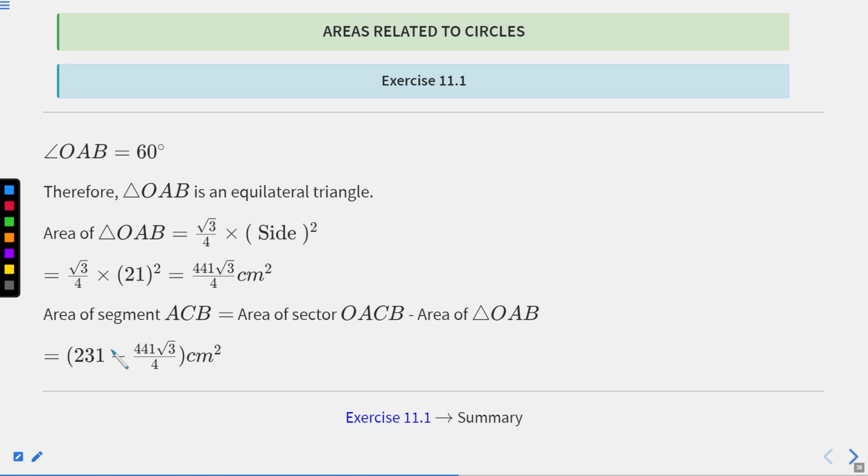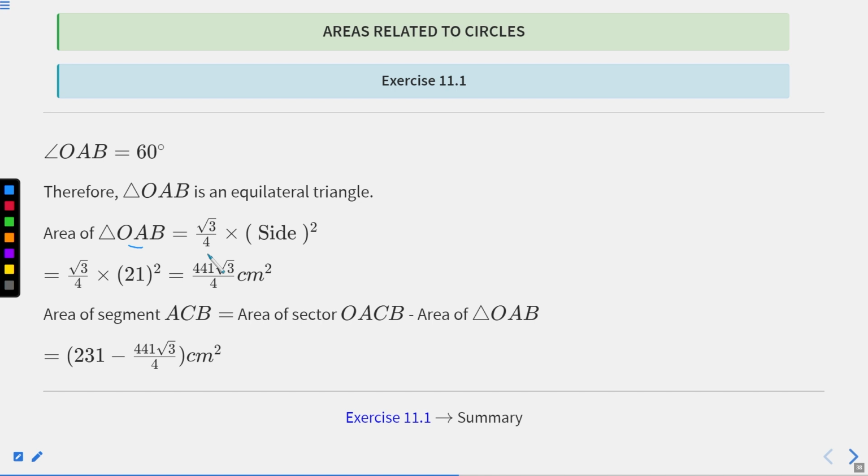Now, the area of an equilateral triangle, you know, is root 3 by 4 into side square. So area of triangle OAB is equal to root 3 by 4 times side square, which is equal to root 3 by 4 into 21 square, that is root 3 by 4 into 21 into 21, and this is equal to 441 times root 3 by 4 centimeter square.